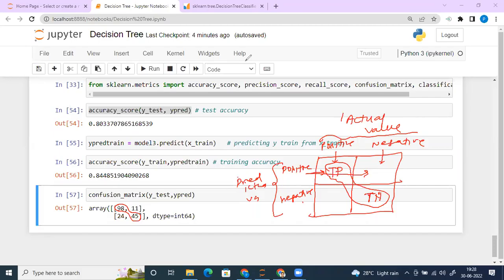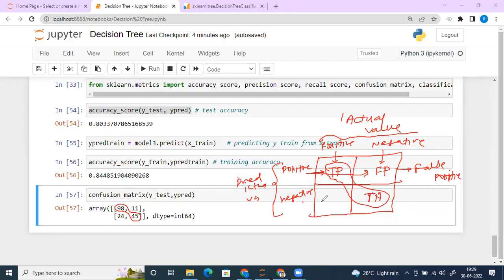Wrong, right? So what is the machine learning model predicting? Positive, but it is wrong. So we'll call it a false positive, or FP.